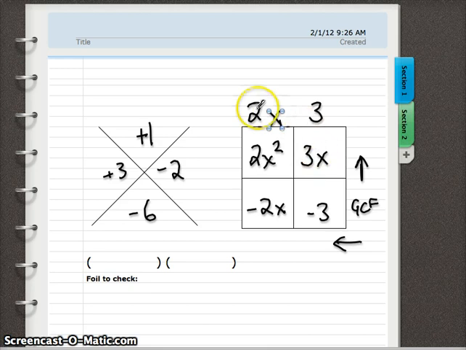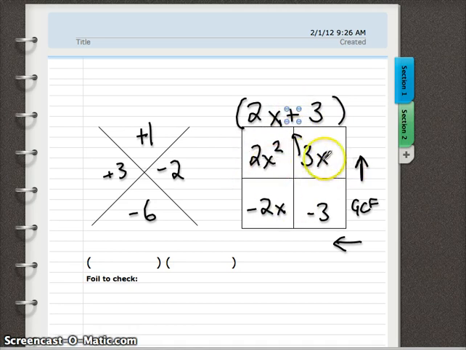Alright, so we got one of our sets of parentheses. We need a sign though. We always get our sign from the box right here. So if it's a positive value here, then we put a plus there. If it were a negative value, we would put a negative sign there.